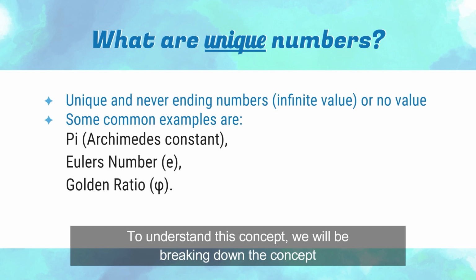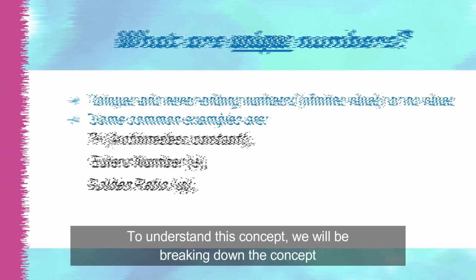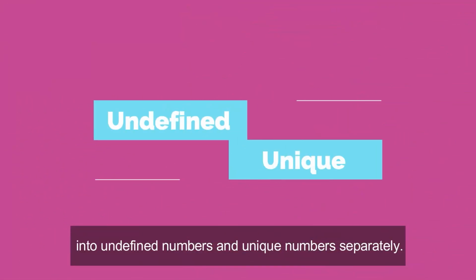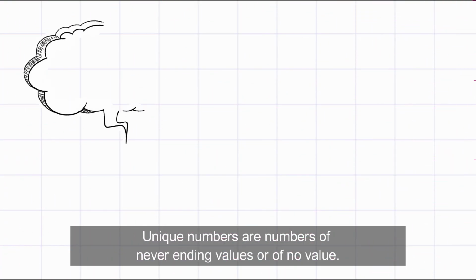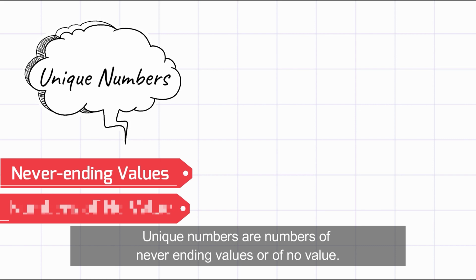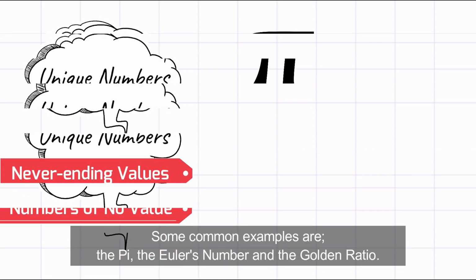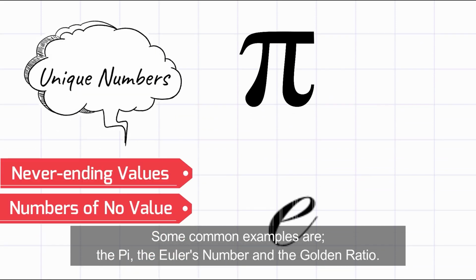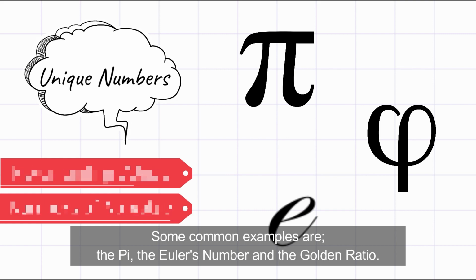To understand this concept, we will be breaking it down into undefined numbers and unique numbers separately. Unique numbers are numbers of never-ending values or of no value. Some common examples are pi, Euler's number, and the golden ratio.